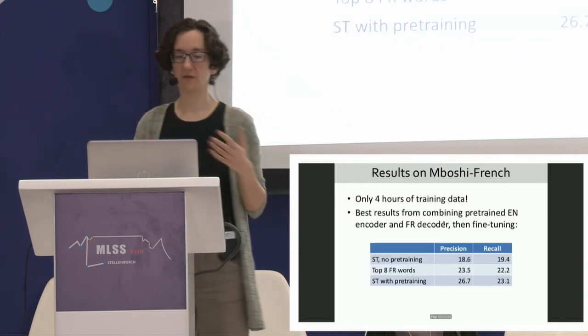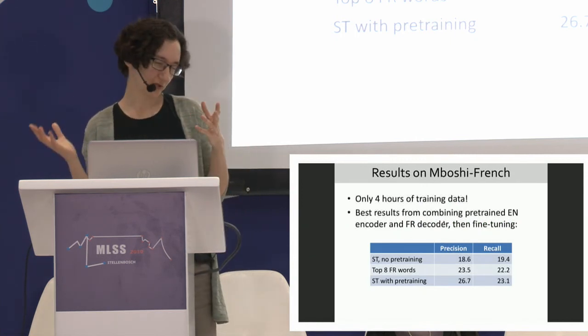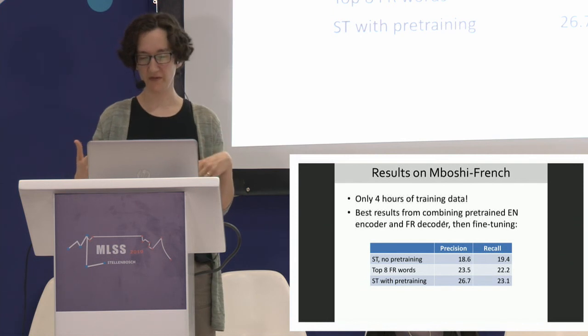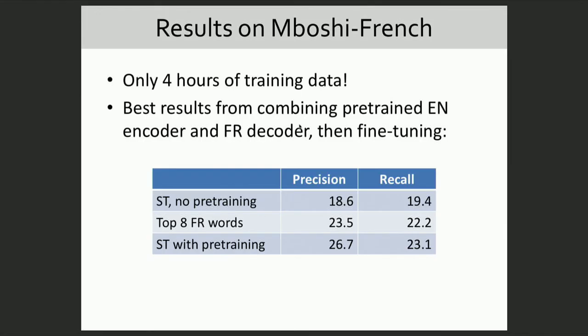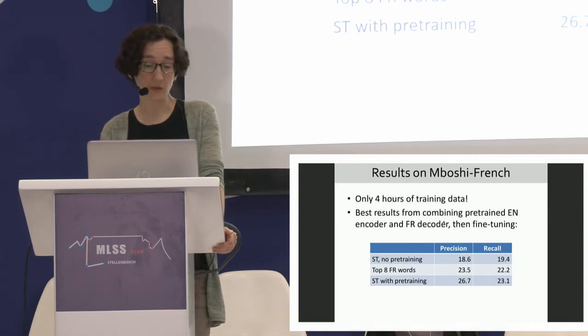And then finally, we looked at what would happen if we tried the Mboshi French data. We weren't actually hugely optimistic about this because our Spanish-English results suggested that below 5 hours, we're not going to get very good results anyway. And we only have 4 hours of data, but we did the experiment. And again, the results are not great, but I think the nice thing is that they do at least qualitatively show the same pattern.